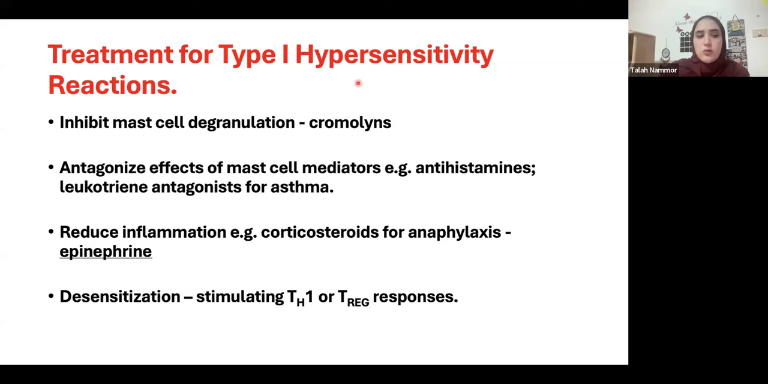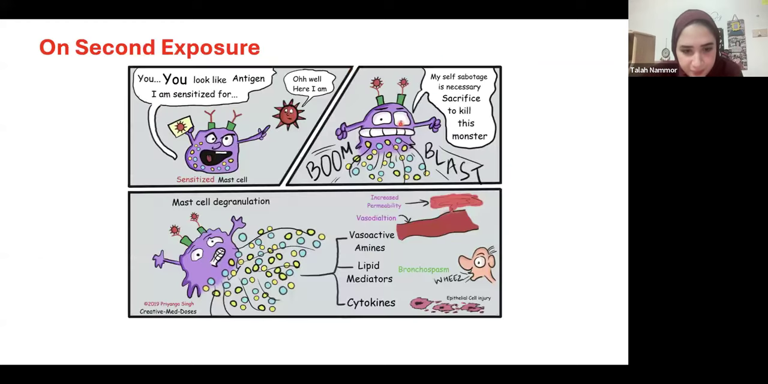So we inhibit the mast cell degranulation by a medication called cromolyn. Cromolyn basically inhibits mast cell degranulation. So you see this step where the mast cell is going crazy and it's just releasing everything. Cromolyn is gonna come, it will bind to this mast cell and it's like, mast cell, relax, no need to overreact, it's fine, don't do anything.